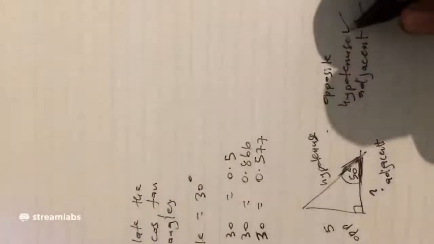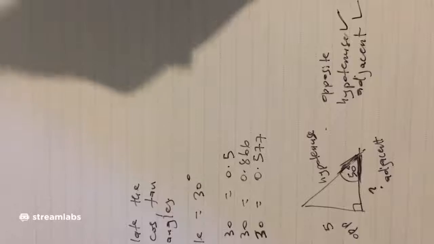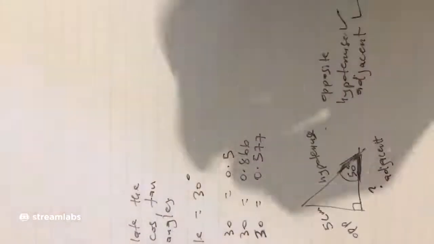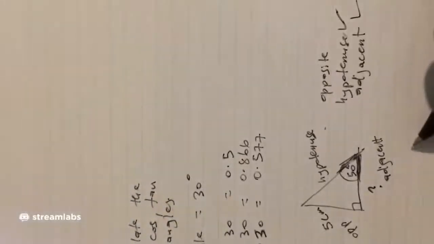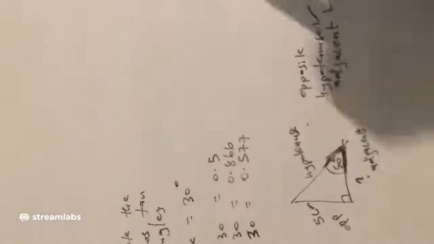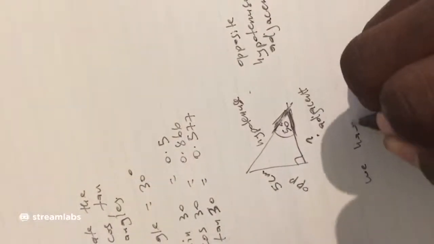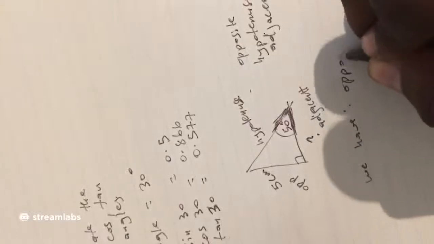Now that we have identified the sides of the triangle, we want to know which sides are important to us. We're given that the opposite side is 5 centimeters, and we want to find the adjacent side. So we have the opposite and the adjacent side. Which ratio matches up to the opposite and adjacent?